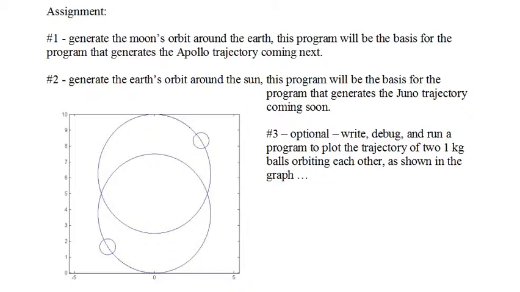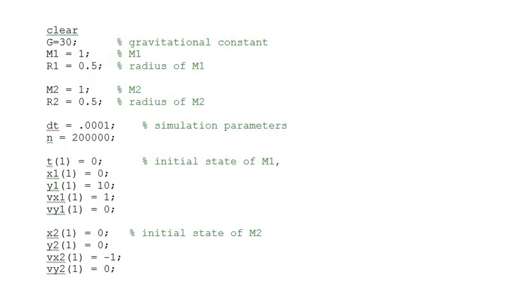Thus far, we have modeled smaller bodies orbiting around much larger bodies, and we have ignored the insignificant motion of the larger body. We can just as easily model two bodies of comparable size orbiting their common center of mass, as shown. We have the outline for this program.